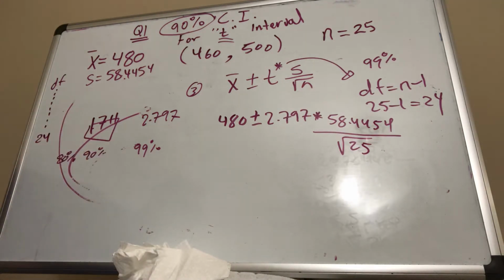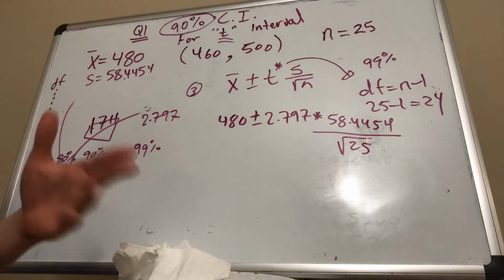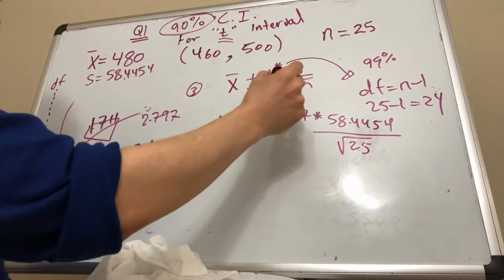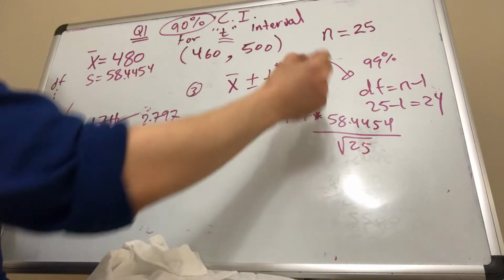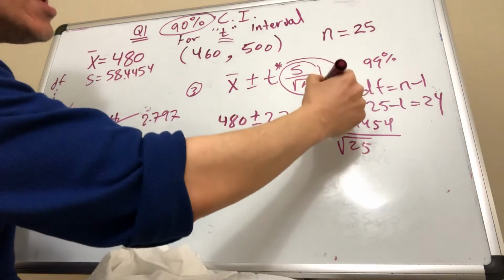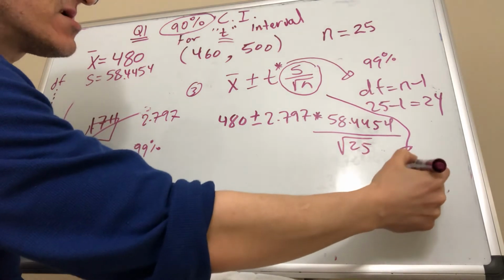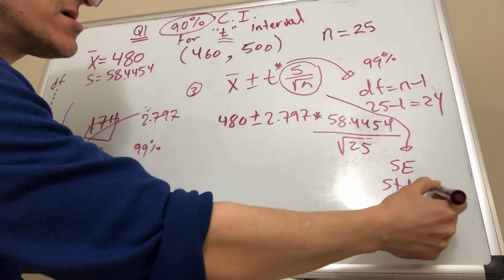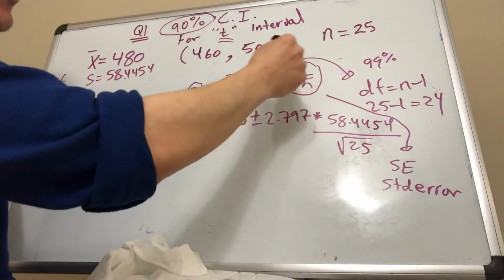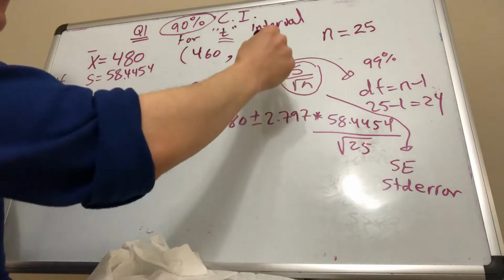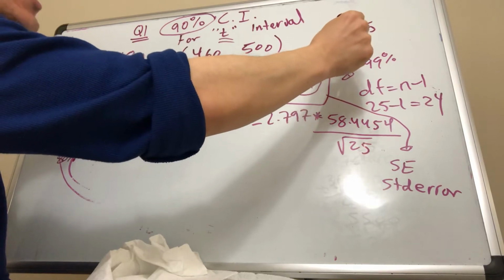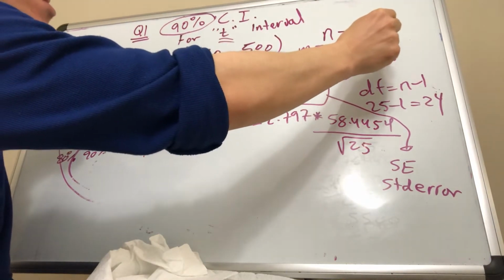Before I continue with the calculation, there are some technical terms I want to talk about because we will come across them later in the assignment. This portion of the confidence interval, S over square root of n, which is the 58 over the square root of 25, is called SE, and that's standard error. Now the whole thing, the standard error times T star, what comes after the plus minus, is called ME, and that's margin of error.